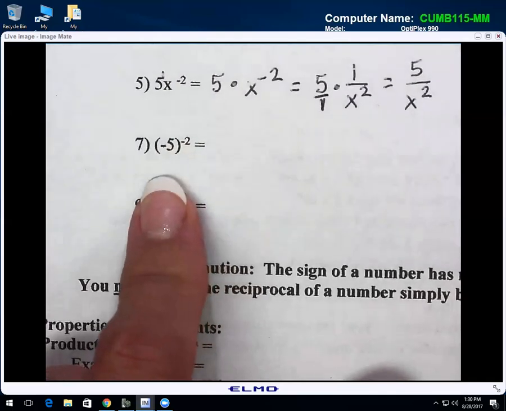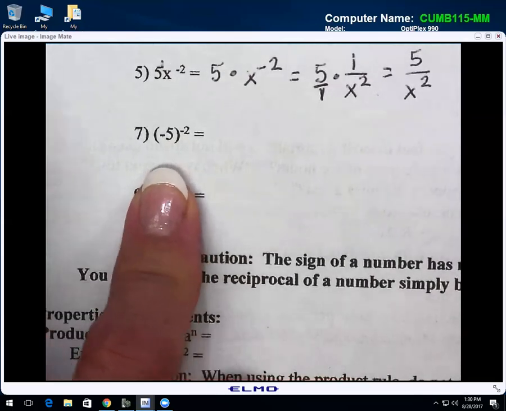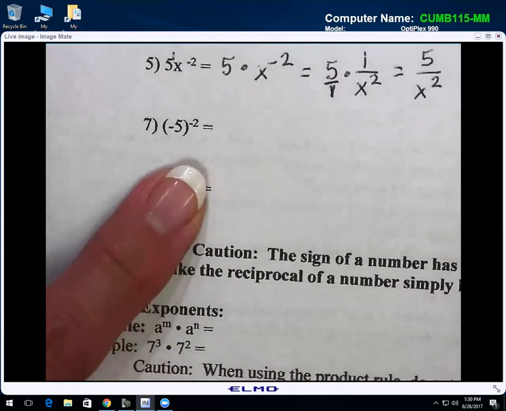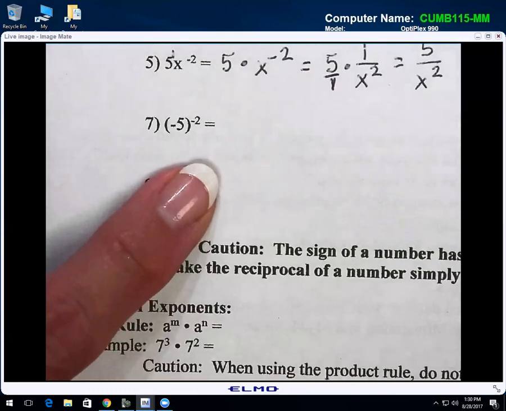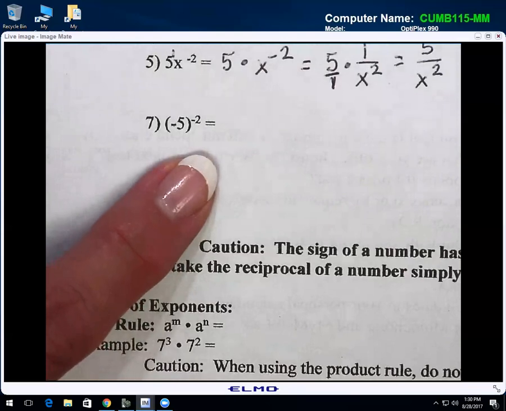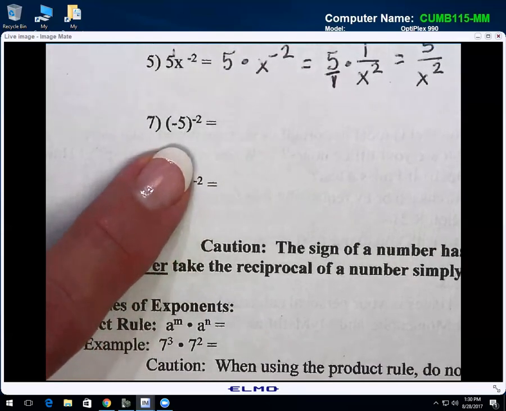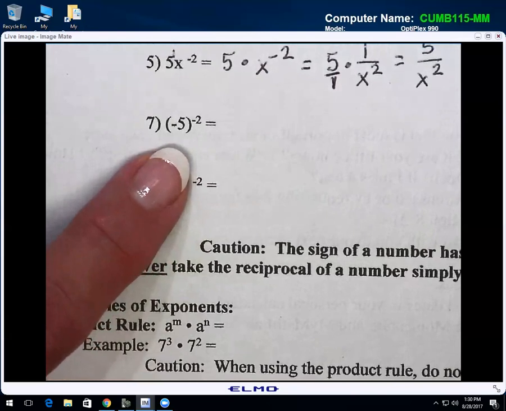Number 7. How could I write that with a positive exponent? What's the reciprocal of -5? You said it. What is it?